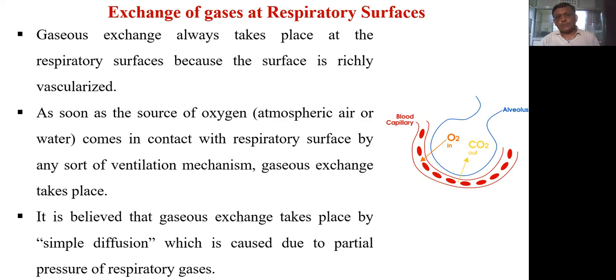Similarly, in the body, as metabolic activities occur, CO2 is produced as a result of metabolism, and the concentration, or you can say partial pressure, of CO2 in the body is always higher than in the immediate environment. Hence, CO2 diffuses outside the body through these respiratory surfaces. So due to the difference in partial pressure, oxygen diffuses inside the body and CO2 diffuses outside the body.